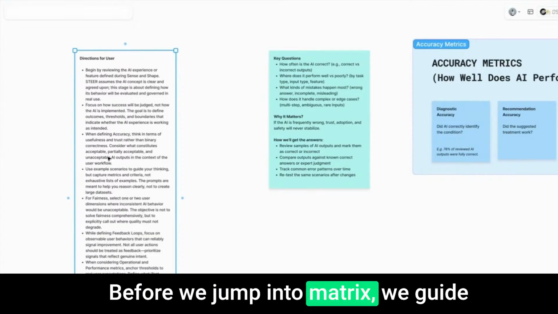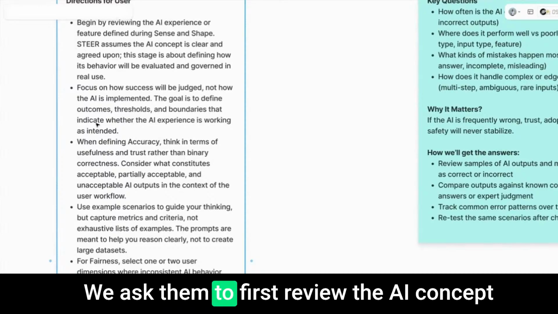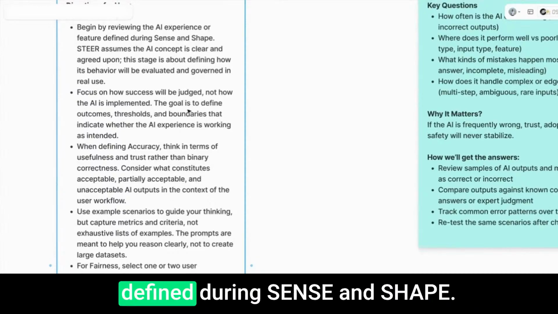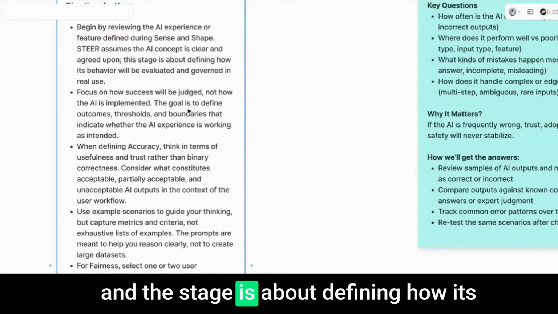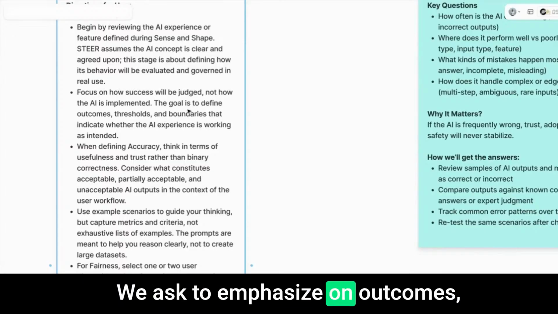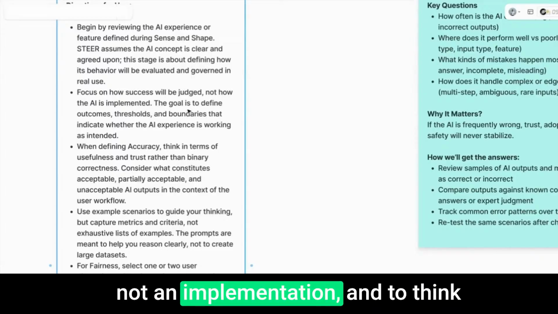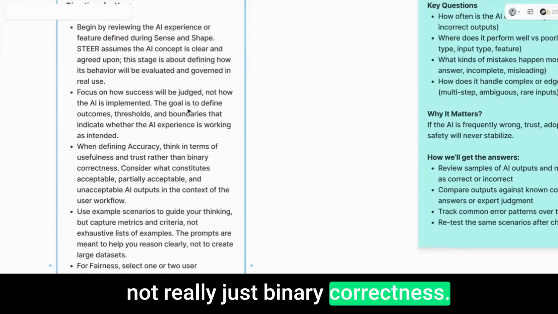Before we jump into metrics, we guide the teams with clear directions. We ask them to first review the AI concept defined during Sense and Shape. Steer assumes the AI experience is clear, and the stage is about defining how its behavior will be judged in real world usage. We ask them to emphasize outcomes, not implementation, and to think in terms of usefulness and trust and not just binary correctness.